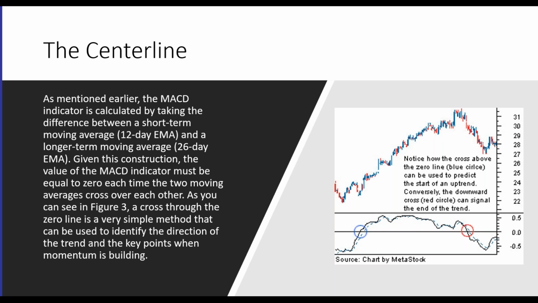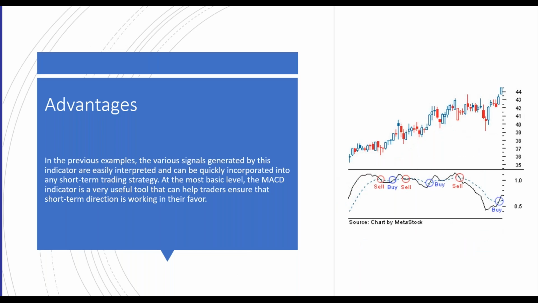But that center line is very important. As mentioned earlier, the MACD indicator is calculated by taking the difference between the short-term moving average and the long-term. Given this construction, the value of the MACD indicator must be equal to zero each time the two moving averages cross each other. A cross through the zero line is a very simple method that can be used to identify the direction of a trend and the key points when momentum is building.